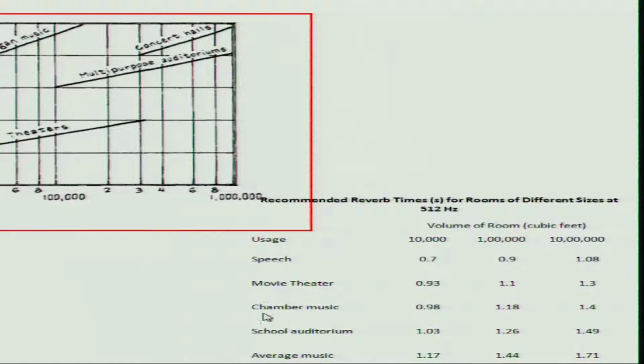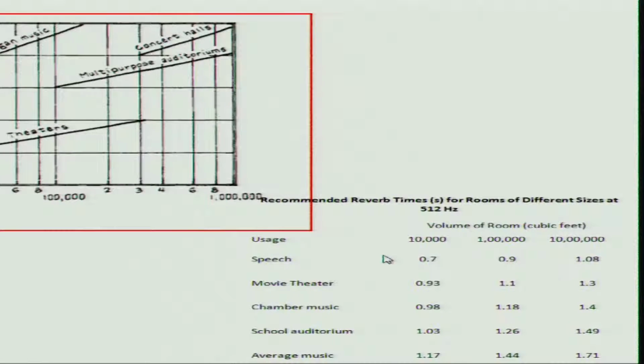This column is usage. I can have a room where I am just talking, regular speech, or a room like a movie theater, or where a lot of music is played, or an auditorium, or some regular music is played. And then this room could have different sizes, 10,000 cubic feet, 1 lakh cubic feet, 10 lakh cubic feet, and so on. These are recommended reverberation times for rooms of different sizes, and this is again at 512 hertz. So you calculate at 512 hertz and see if your reverberation time is close enough to this, then maybe you have done a good design.